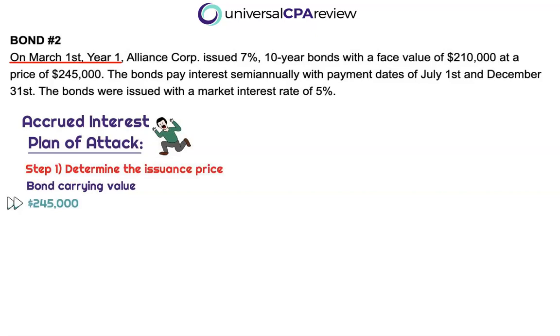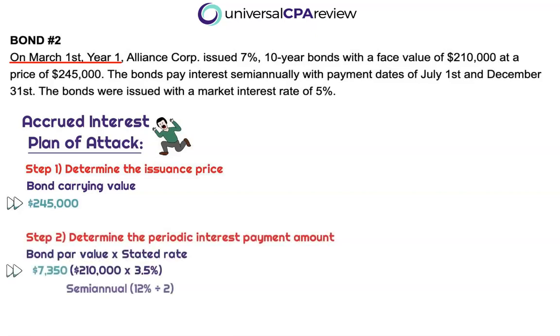Okay, in step 2, we're determining what the first interest payment would be without considering accrued interest, right? So how we would normally determine that semi-annual interest payment. Okay, so we're going to be dividing the rates by 2 again because the interest payment is made semi-annually, meaning the stated interest rate is now 3.5%. 3.5% is getting multiplied by $210,000. That's going to give us a semi-annual interest payment of $7,350.